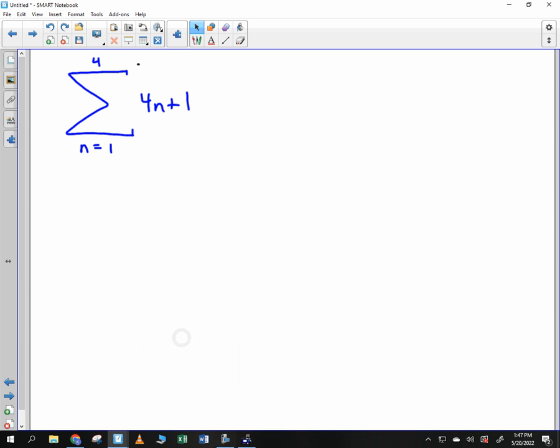So what I'd like everybody to do is please write this down. The summation from n equals 1 to 4 of 4n plus 1. For those of you who were here yesterday, please expand this.